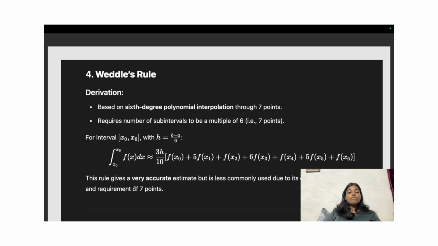This rule gives a very accurate estimate but is less commonly used due to its complex coefficient pattern and the requirement of 7 points.